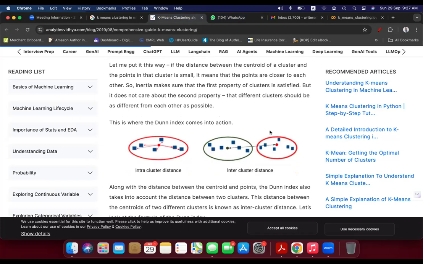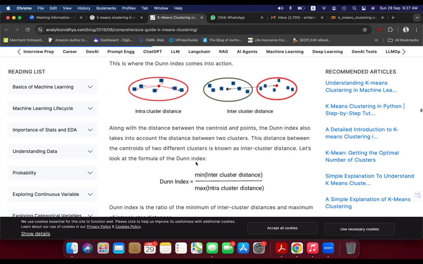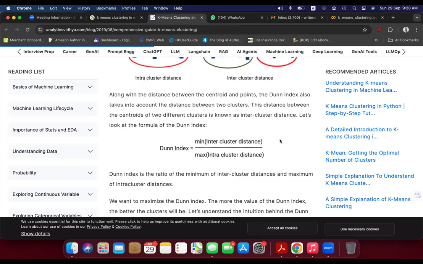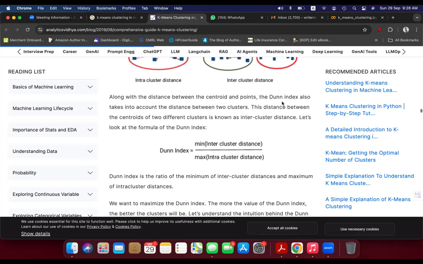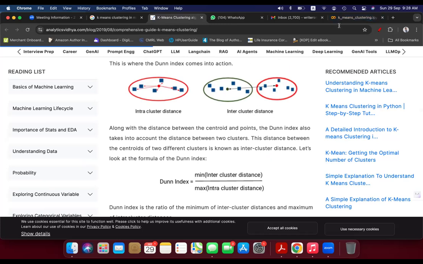These are all based on the centroid point, how the centroid point makes its own decision in each and every iteration of the process. Along with the distance between the centroid and points, the Dunn index also takes into account the distance between two clusters. It might look very simple and effective, but this is the back end of k-means and the centroid, the working nature of this technique.